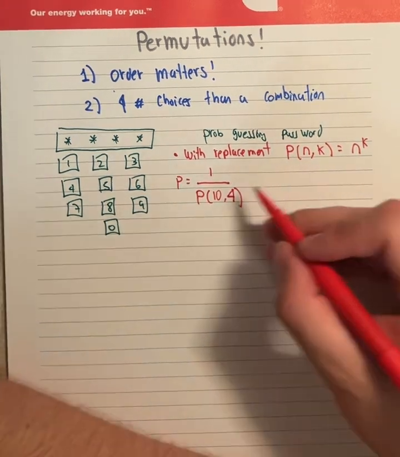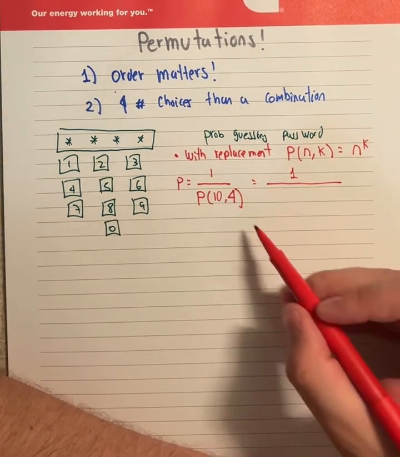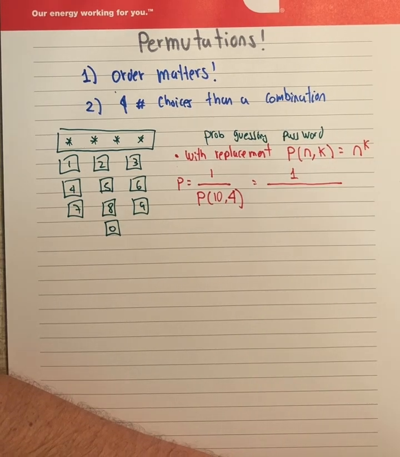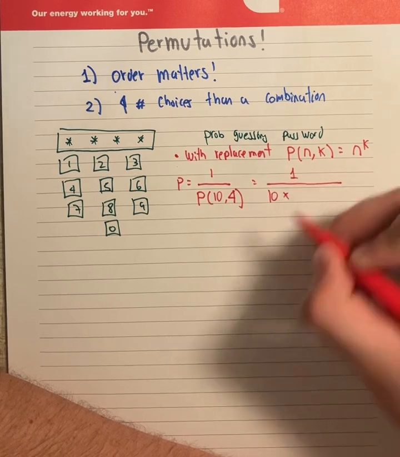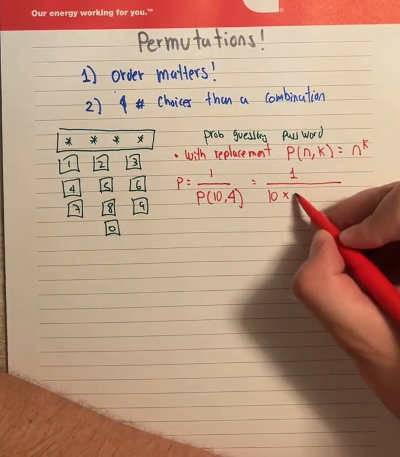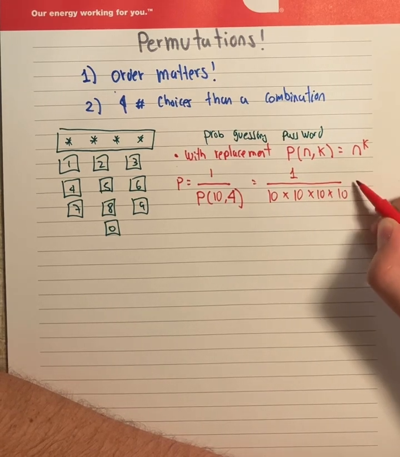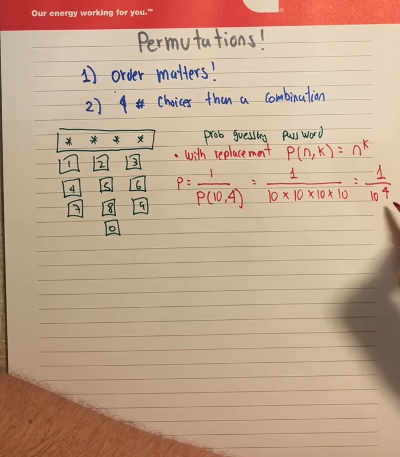Okay, so let's do this, right? So this is 1 over. In the first try, how many options do you have? 10. In the second one, you also have 10 because you can have duplicates, right? That's the same case for the other two. This is 1 over 10 to the 4th.